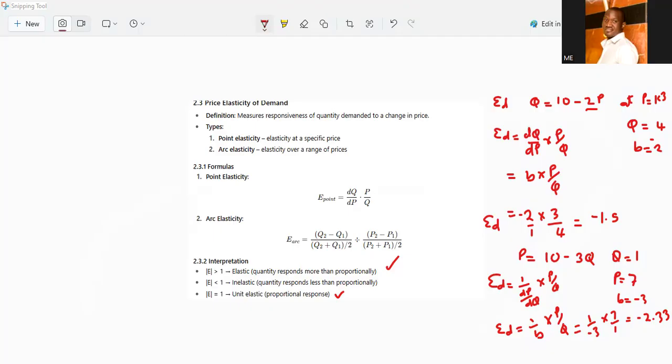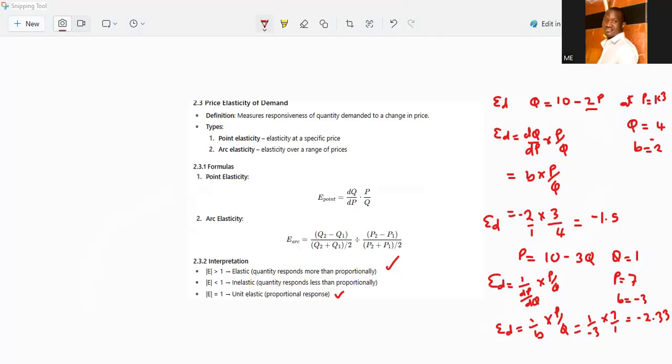So when dealing with arc price elasticity, basically we are looking at the average responsiveness of quantity demanded to changes in price over a specific range of prices, rather than at a single point. It is very useful where you have large changes in prices and quantity, if you want to provide more accurate information than at a point. So the formula is Q2 minus Q1 over Q2 plus Q1 divided by 2, divided by price 2 minus price 1 over price 2 plus price 1 over 2.